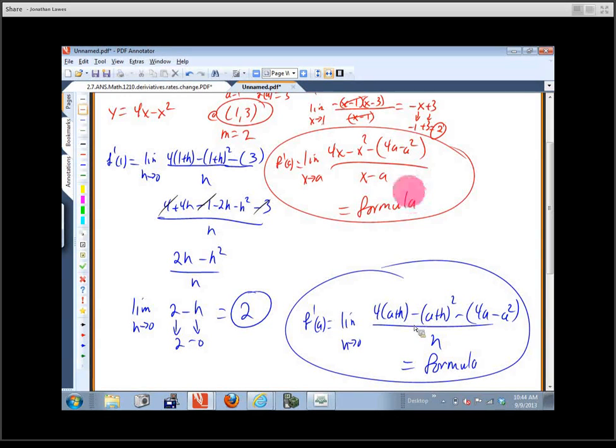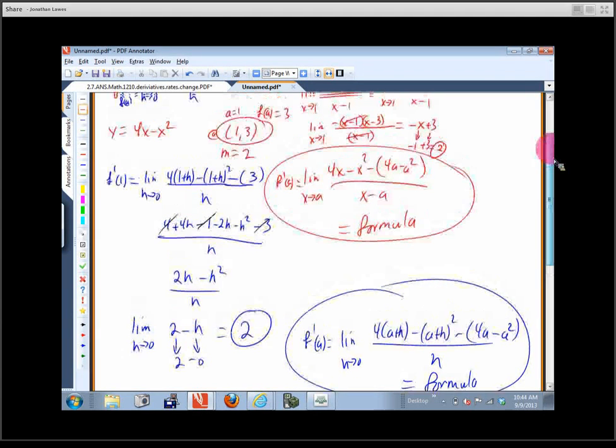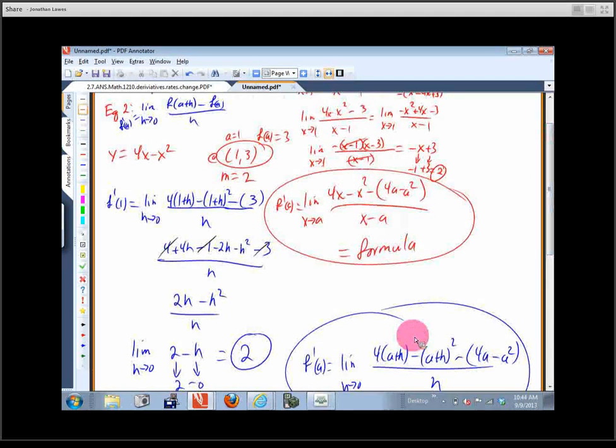It would be more complicated than the two that we did right here, but what would be nice about finding a formula? Plug in the number, okay? This process that we did up here and this process that we did right here will only find the derivative. It will only find the slope of the curve at 1, at a equals 1. If we did it like this, it will give us a formula with an a in it, and then we can find the slope anywhere we want.